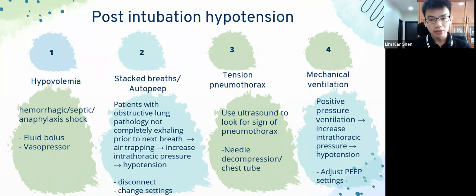For tension pneumothorax, you can look for the signs of pneumothorax through ultrasound or chest X-ray. Solution is needle decompression, followed by chest tube insertion. Mechanical ventilation itself is positive pressure ventilation, which increases the intrathoracic pressure, leading to hypotension.